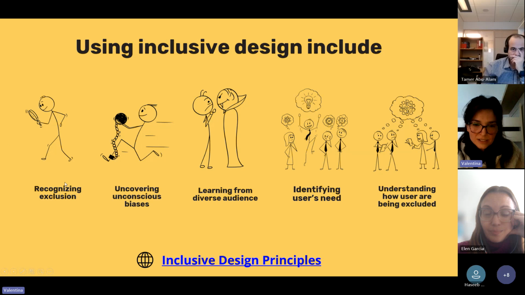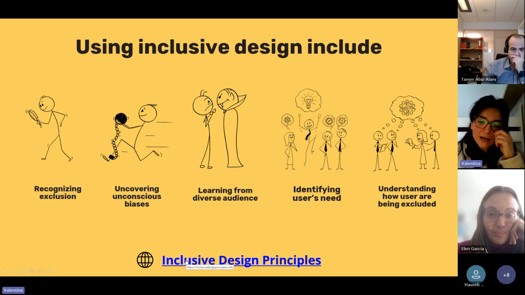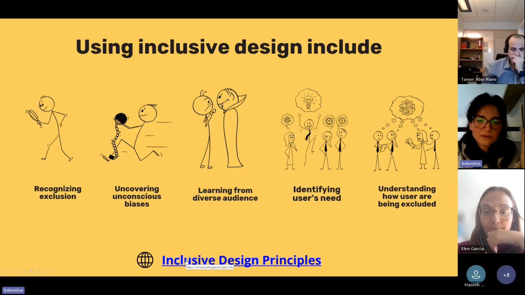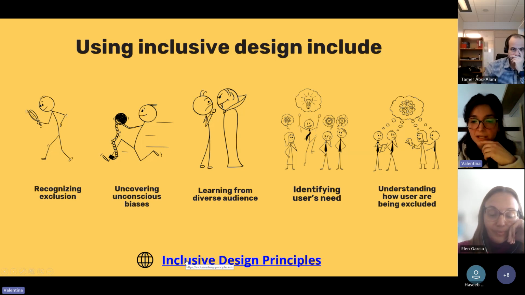And here I just have some links that you can look at, if you want to know more about these specific principles about inclusive design.